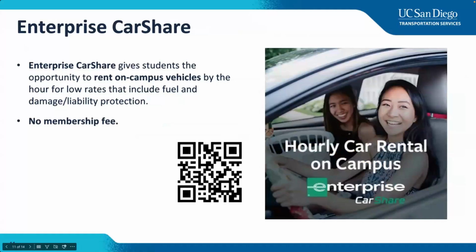We do recognize there are some circumstances where you ultimately will need a vehicle, which is why we partnered with Enterprise Car Share to give students access to rent vehicles that are conveniently located all around campus for an extremely low hourly rate. And that also includes fuel and insurance. All you need to do is be 18 plus. You don't have to worry about a membership fee, and that monthly rate that you pay will allow you to take a road trip on a weekend to somewhere like Joshua Tree or somewhere even farther.